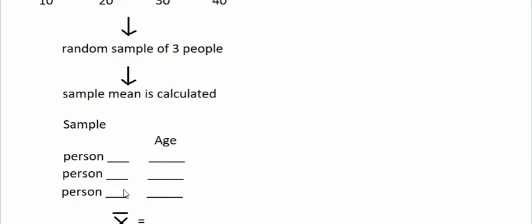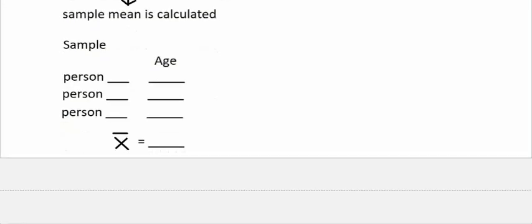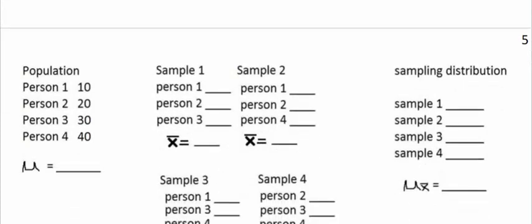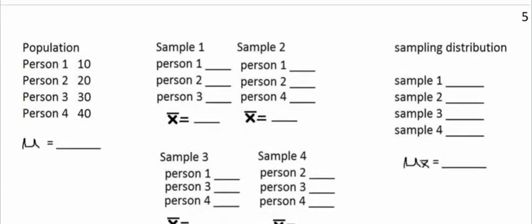So you can pick any 3 people you want, but I just need you to pick a sample of 3 people and imagine that that's your sample and fill in the 3 ages. And it's up to you which combination you want to pick. After that, add the 3 ages, divide by 3, and get your answer. And then next, do what you did before. Calculate the mean of the population.